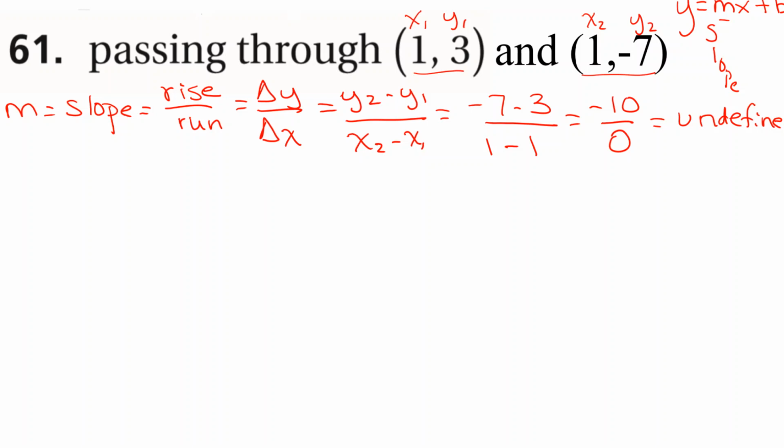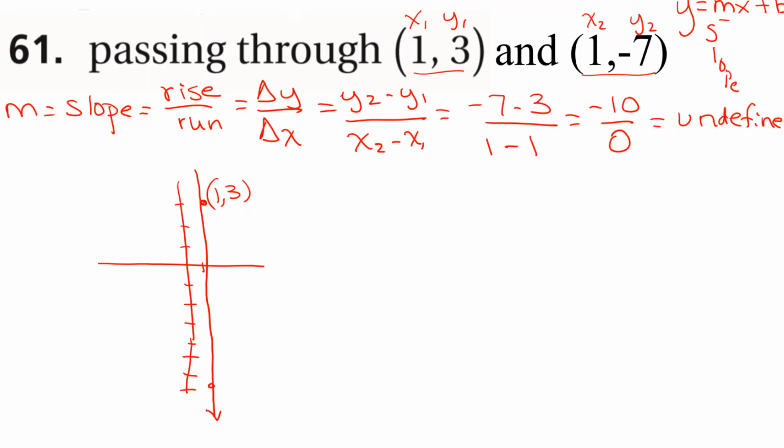I'm going to go ahead and fill these 2 points in and take a look at them. I have a point at over 1, up 3. So I'm going to go 1, 2, 3, and put a point there. And I also have a point at over 1, up -7, so it's actually down 7. 1, 2, 3, 4, 5, 6, 7. So I have my point here. My graph just looks like this when I connect my points.